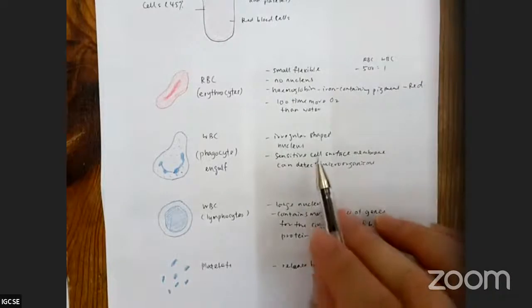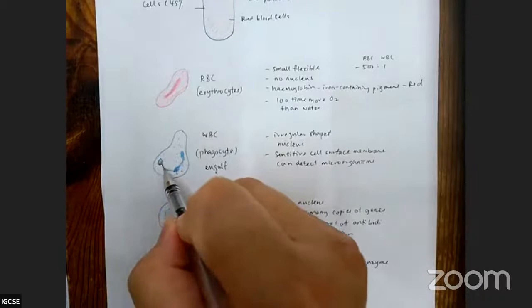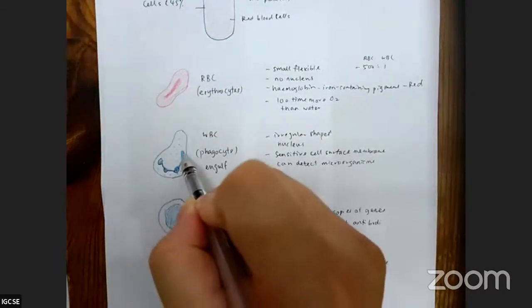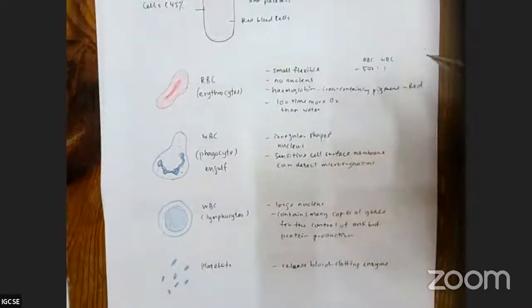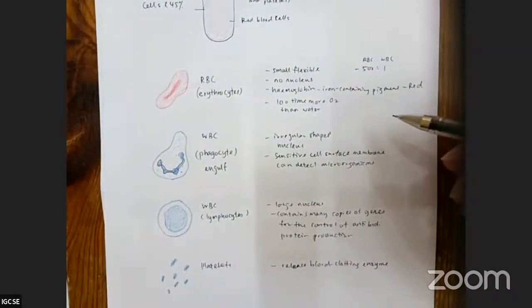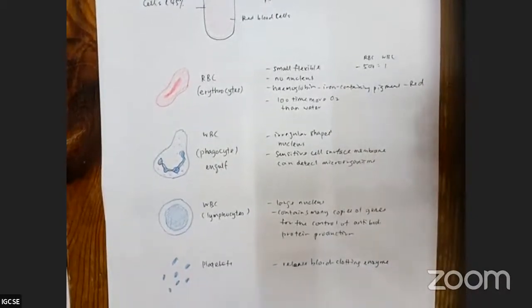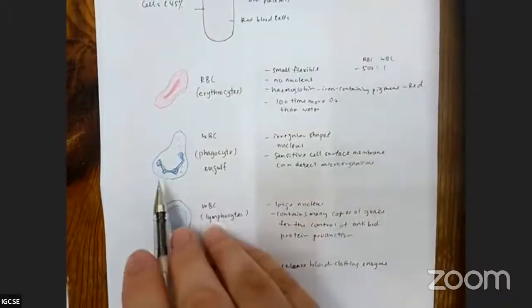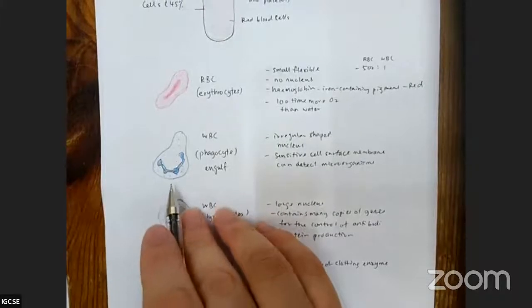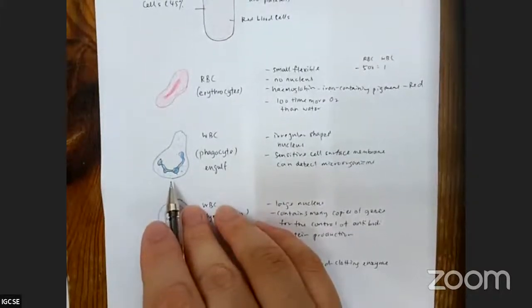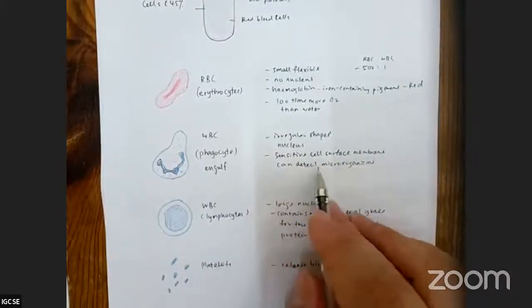The next one will be the irregular shape for the white blood cell. Can you see this is the nucleus? This nucleus is the irregular one. Both of them are flexible and can squeeze into the capillary, can squeeze into the very small holes. So one more thing is that this phagocyte has a very sensitive cell membrane, so they can detect the microorganism.